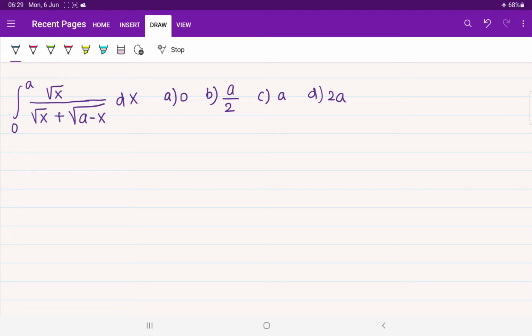Let us understand. If you observe the given question, it says the limit lies between 0 to a. They have given a certain finite limit, and they have also given that the function is root of x upon root of x plus root of a minus x, into dx. So how can I solve when I observe these kinds of questions?